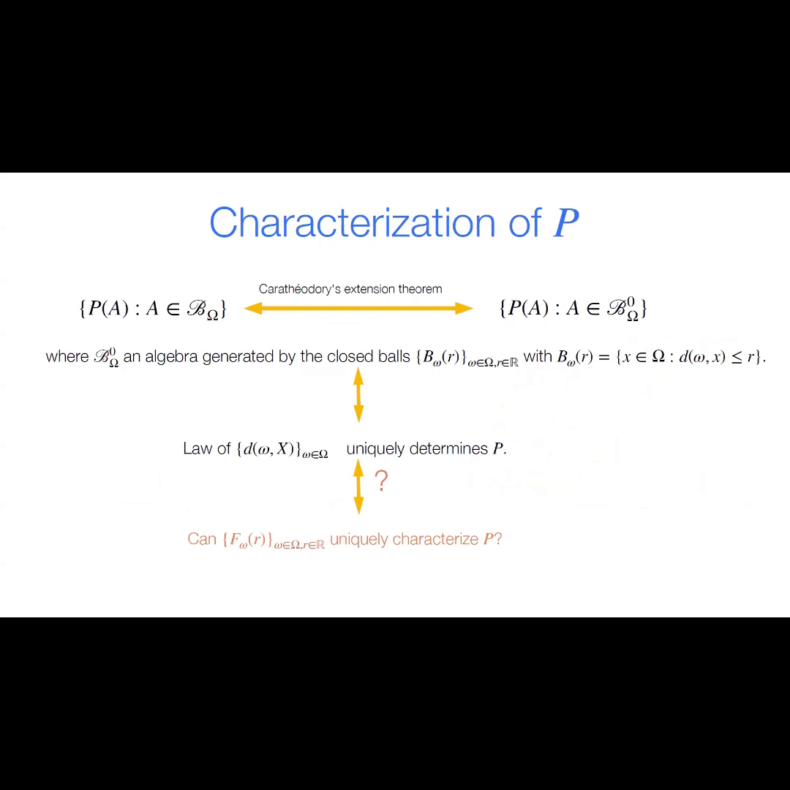Now, the question is, can these distance profiles be useful for statistical analysis? And something that I'll ask here is more ambitious. Can the collection of distance profiles actually characterize your underlying distribution P? So just a reminder, P is a probability measure on your metric space omega. Yes.